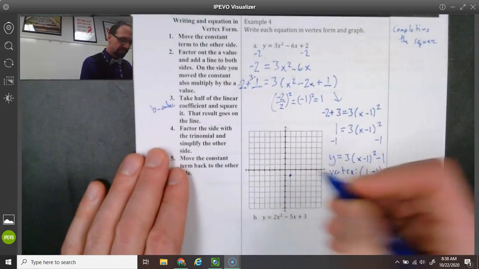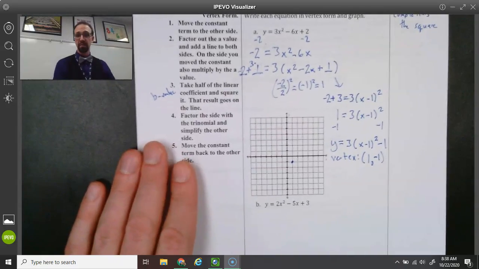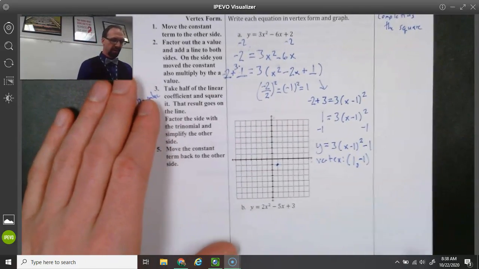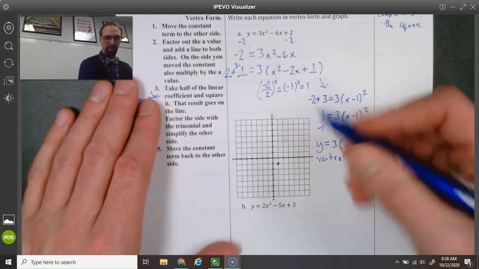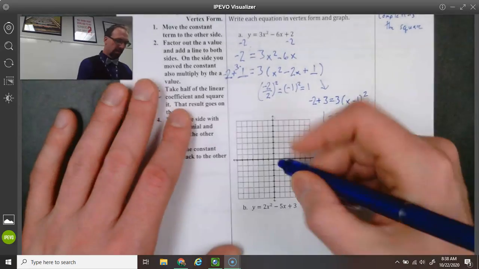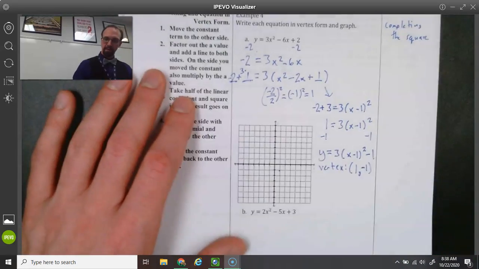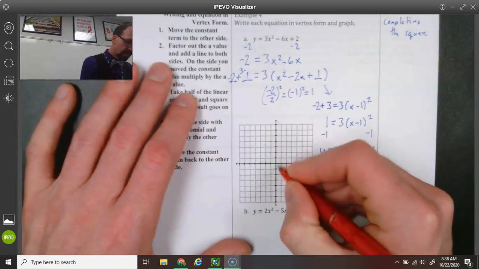Excuse me. To find our y-intercept, we plug in 0 for x. If I plug in 0 for x, I can actually go back here and see that it's 0, 2. Graphing with the blue pen. I was graphing with my red pen from earlier. 0, 2.